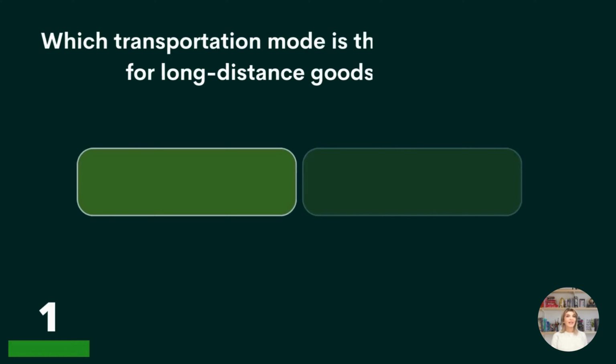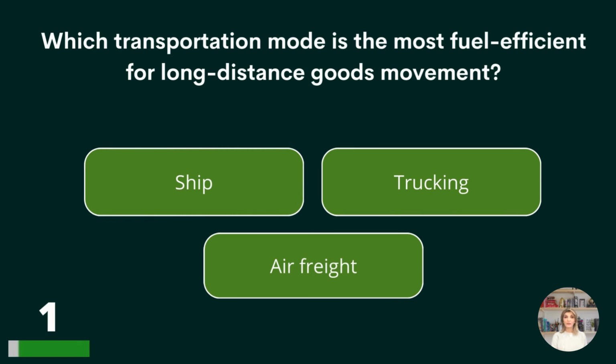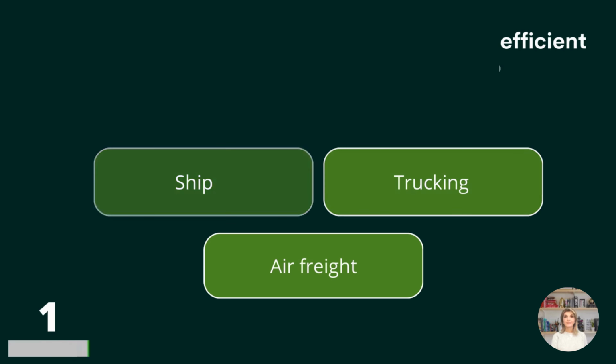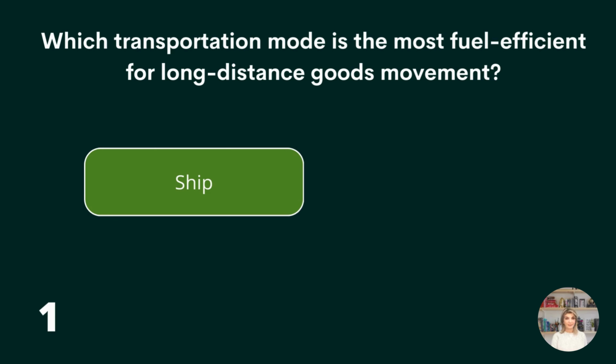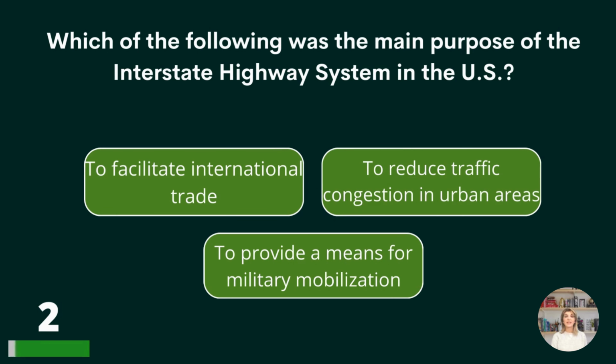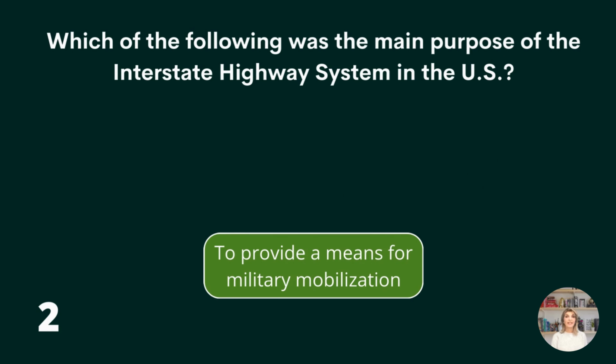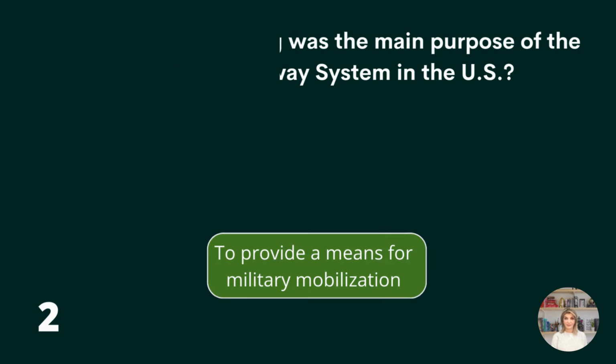And let's get ready. Which transportation mode is the most fuel efficient for long distance goods movement? Ship, trucking, or air freight? Ship. Which of the following was the main purpose of the interstate highway system in the U.S.? To facilitate international trade, to reduce traffic congestion, or to provide a means for military mobilization? To provide a means for military mobilization.